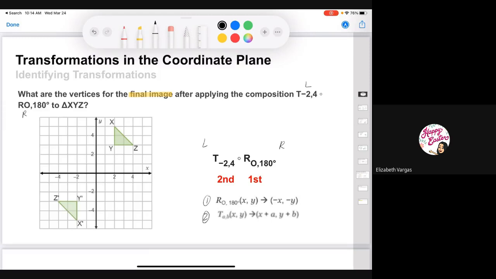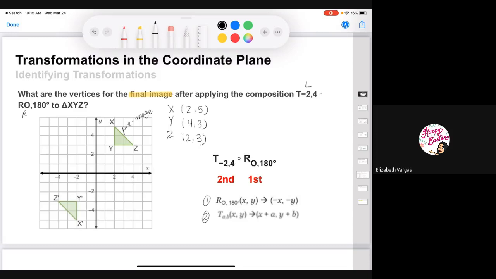So give me 1 second, so I can show you what we're doing here. So basically what we're doing is we are applying this composition to the different coordinates to find out where the resulting vertices are after the final transformation. So we start with our pre-image. Our pre-image does not contain the prime notation, so we'll start here. The coordinates of our pre-image, x, y, and z. X is at (2, 5), y is at (4, 3), and z is at (2, 3).